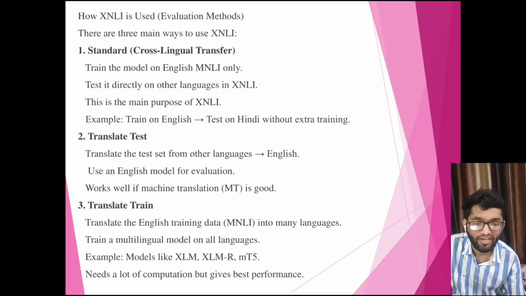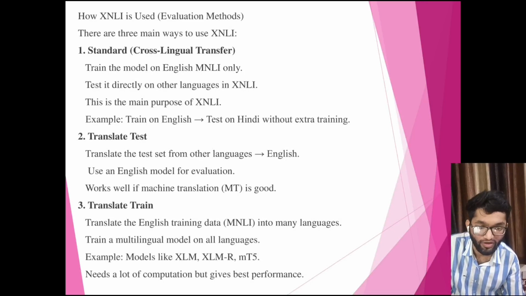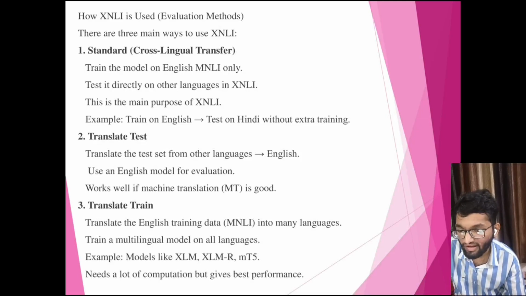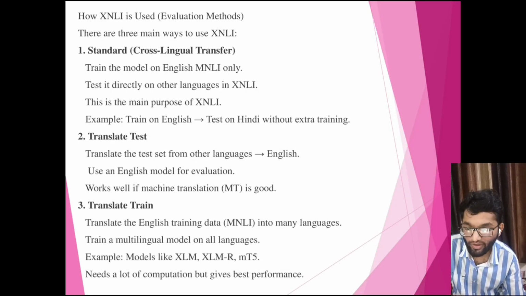XNLI can be used in three main ways to evaluate how well models perform NLI across multiple languages. Each approach has its strength depending on how the model is trained and evaluated. Here's an explanation of the three methods. First one is standard cross-lingual transfer. Train a model on English MNLI only. Test it directly on other languages in XNLI. This is the main purpose of XNLI. Example, train on English. Test on Hindi without extra training.